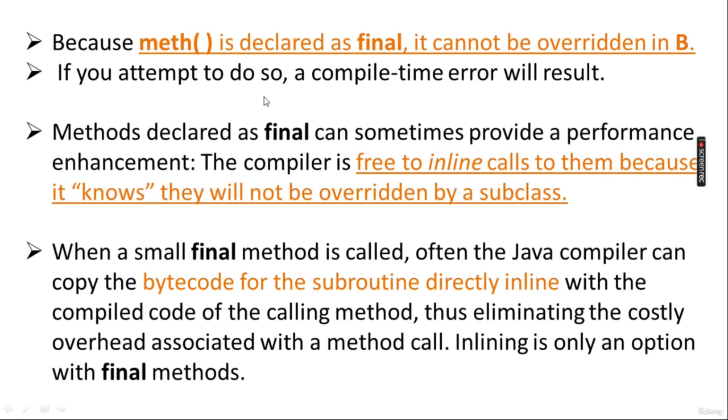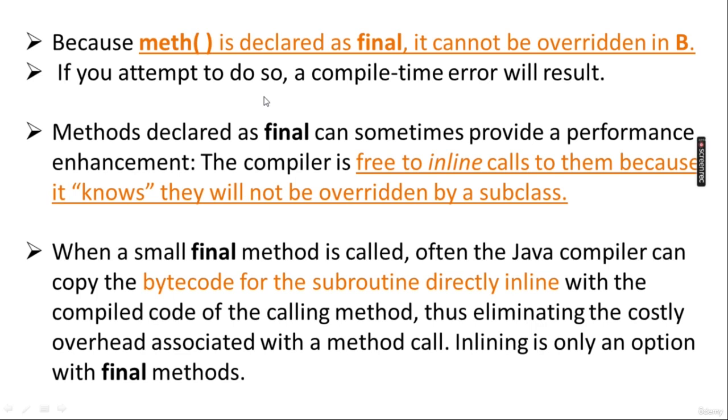Methods declared as final can sometimes provide a performance enhancement. The compiler is free to inline calls to them because it knows they will not be overridden by a subclass. Because the compiler will already know that this method will not be overridden by your subclass. When a small final method is called, often the Java compiler can copy the bytecode of the subroutine directly in line with the compiled code of the calling method. So what the Java compiler will do when you are using the final keyword, it will copy the bytecode for the subroutine directly in line with the compiled code.